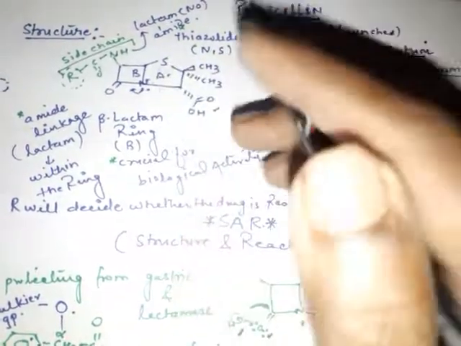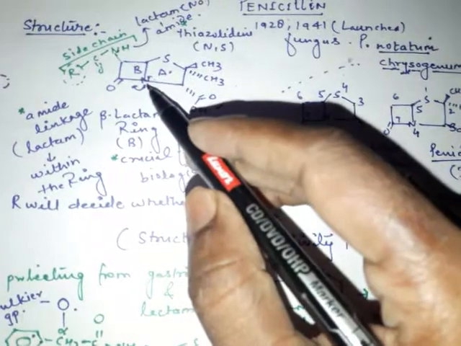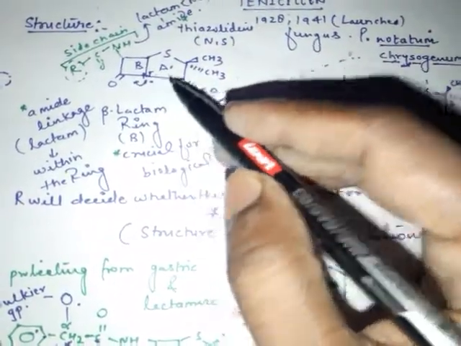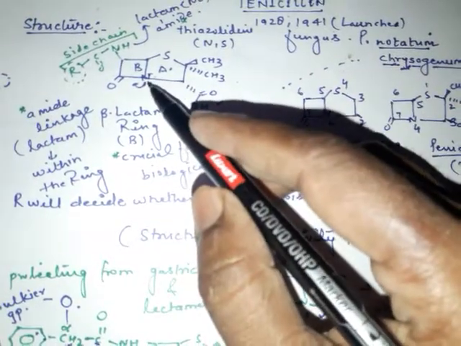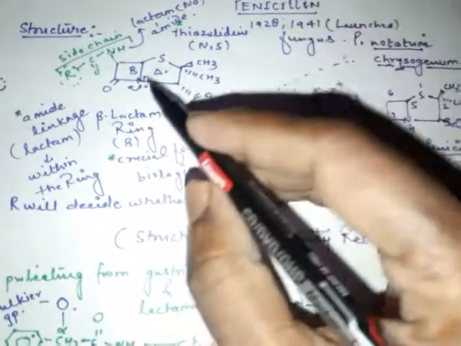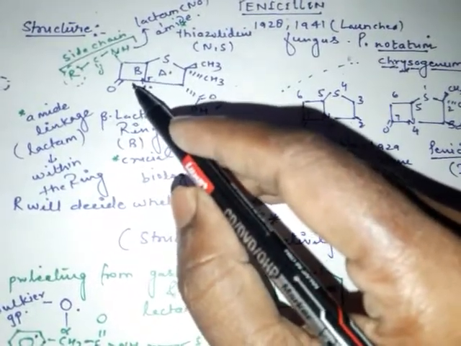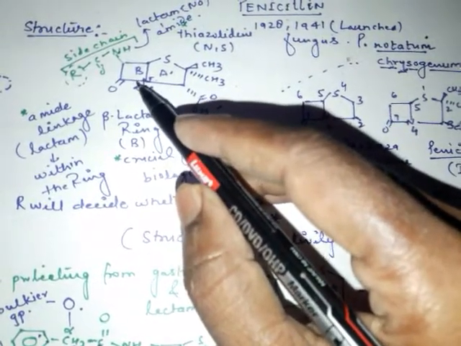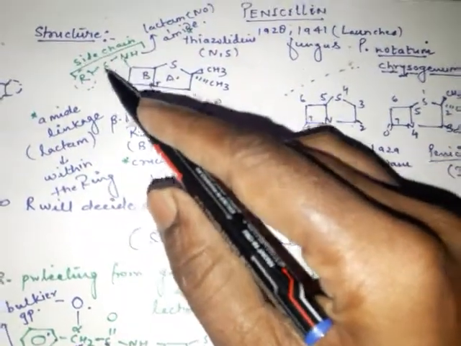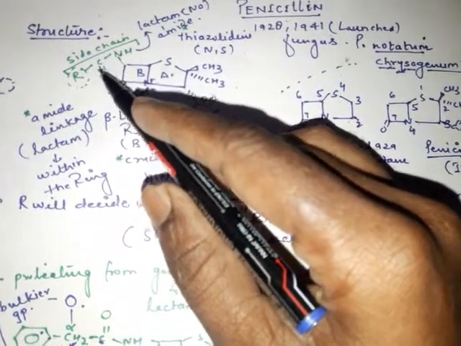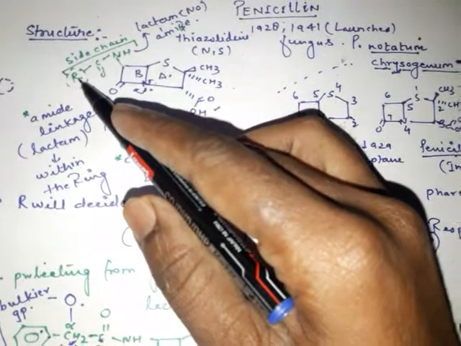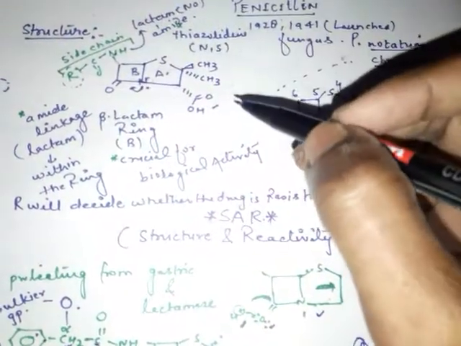So the first question that arises is, what is a lactam? If an amide is present within the ring, then it is called a lactam. So one amide bond is present inside the ring, while another amide bond is present outside the ring, and this amide bond, this carbonyl, contains the R group. The R group may vary depending on the type of penicillin.